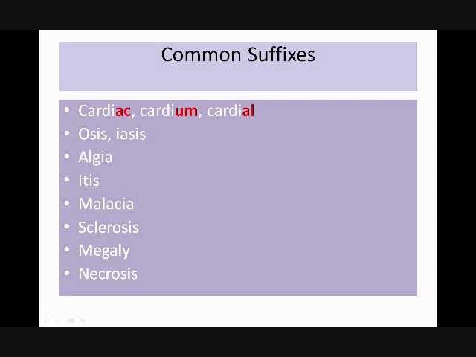All right, so here are some common suffixes that you're going to run into. Osis and isis essentially mean the same thing here. It means abnormal condition, or condition. Algia is pain. Itis, which is the one that I think most people know, even without ever touching medical terminology. Itis is just an inflammation. Malacia means softening, and conversely, you can also have sclerosis, which will be hardening.